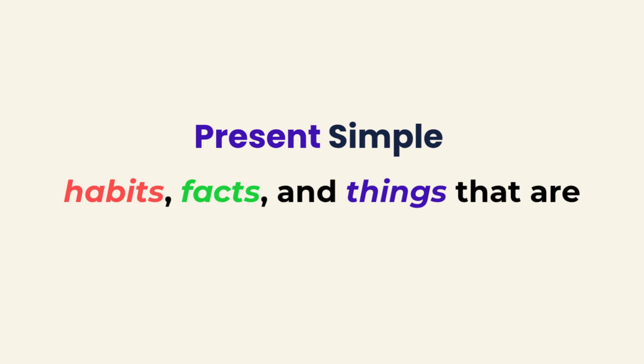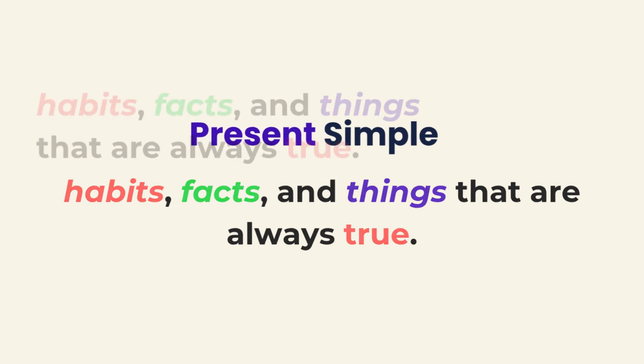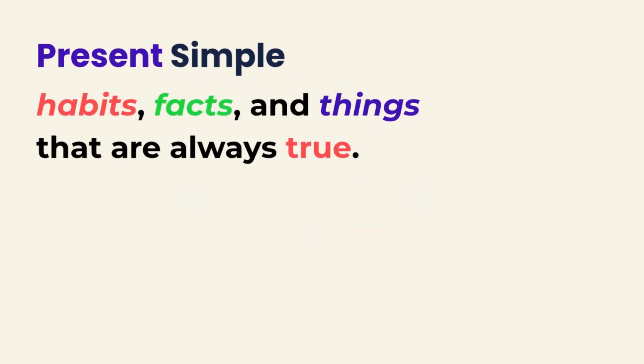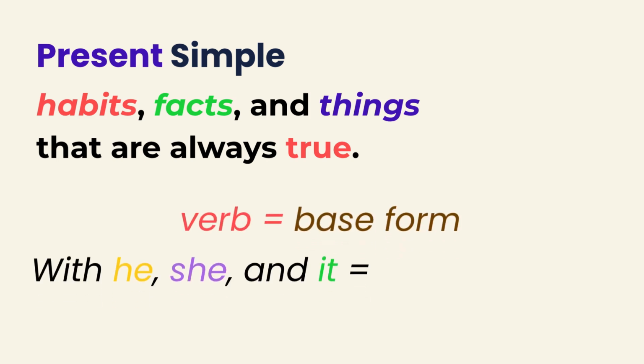This tense is used to talk about actions that happen regularly, facts that do not change, and things that are always true. It describes routines, habits, and general truths, things that are part of everyday life. When we use the present simple, the verb stays in its base form, and with he, she, and it, we add s or es. This small change helps show who is doing the action. The present simple is not about one moment. It's about repeated or permanent situations.